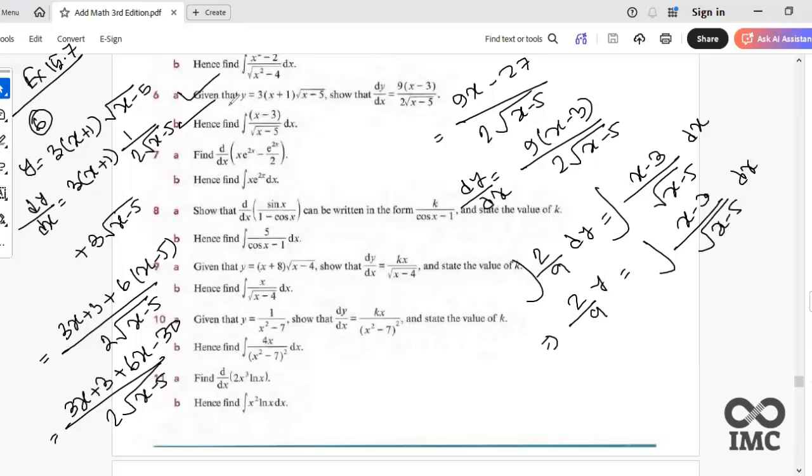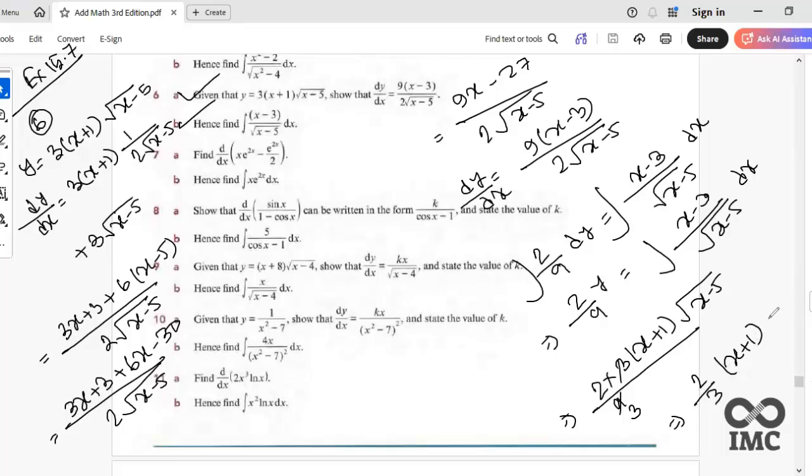And what is the value of y? The value of y is already given. That is 2 by 9 times the value of y, which will be (3x + 1) root of (x − 5). Then 9 by 3 will be 3. So the final answer will be 2 by 3 times (x + 1) root of (x − 5) plus c.